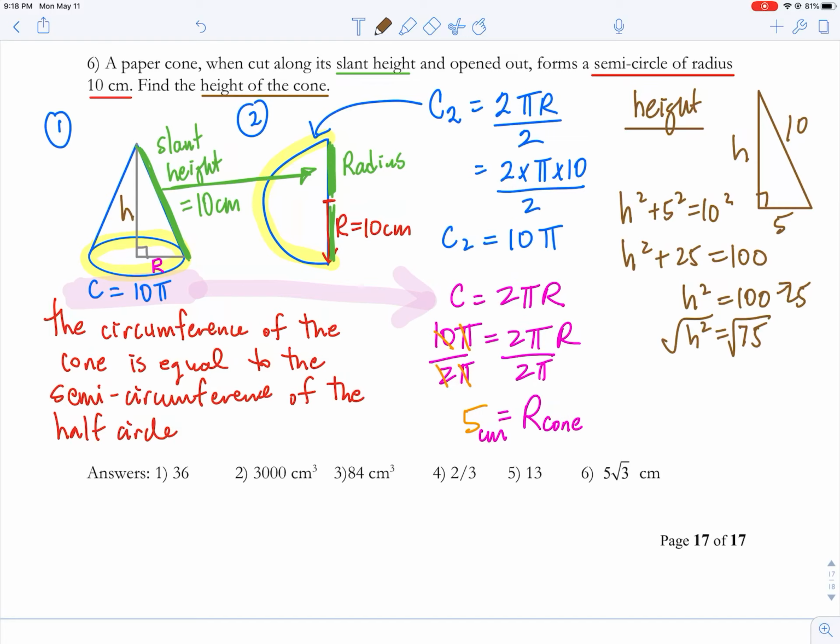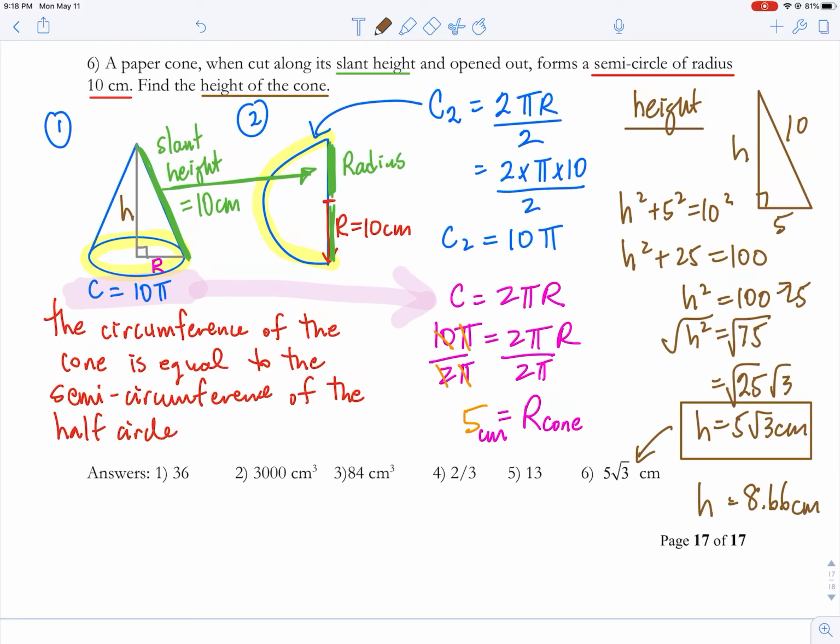If I square root both sides, if you were going to do it on your calculator, you would get square root of 75. Well, my calculator, because it knew to pull out the 25, the perfect square, knew it was 25 root 3, 5 root 3. That's one answer, and it matches what's given right here, which is nice. But the other way you could have done it is just straight up on your calculator, and 5 root 3 equals 8.66 centimeters. So either one of those would work for your answer to the height of the cone.